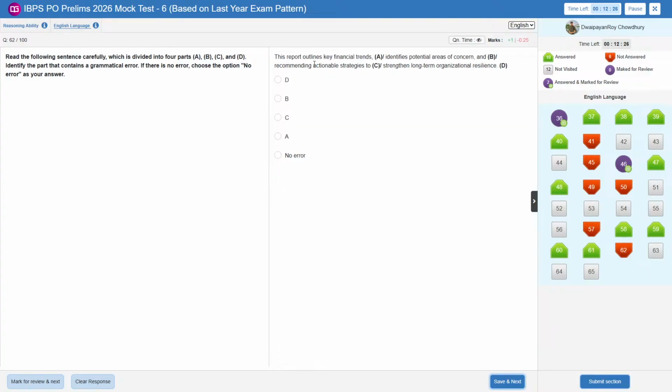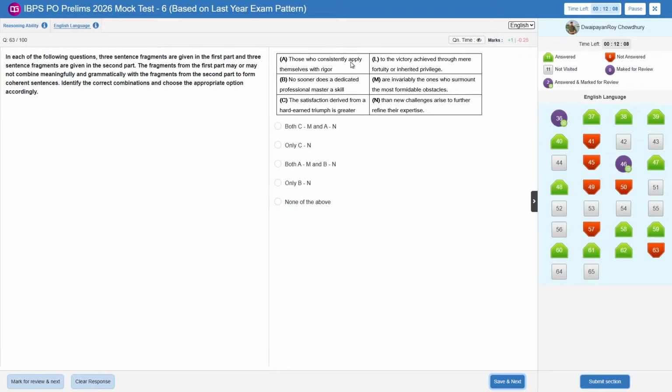This report outlines key financial trends, identifies potential risks, and recommends actions.